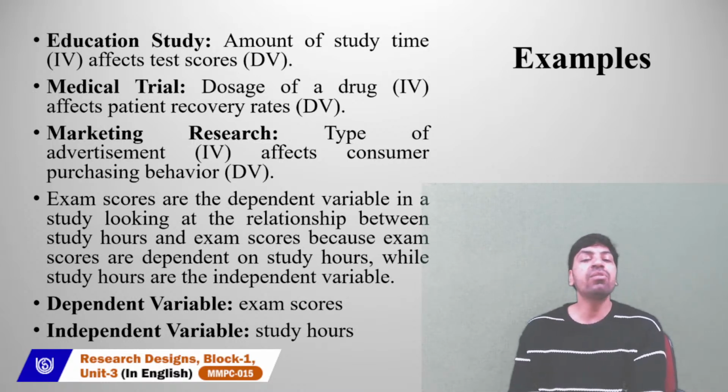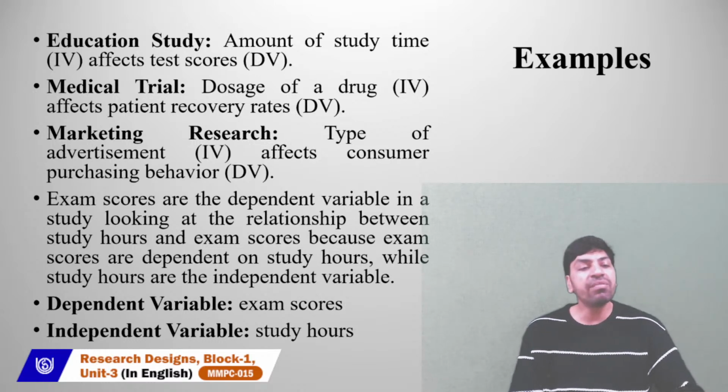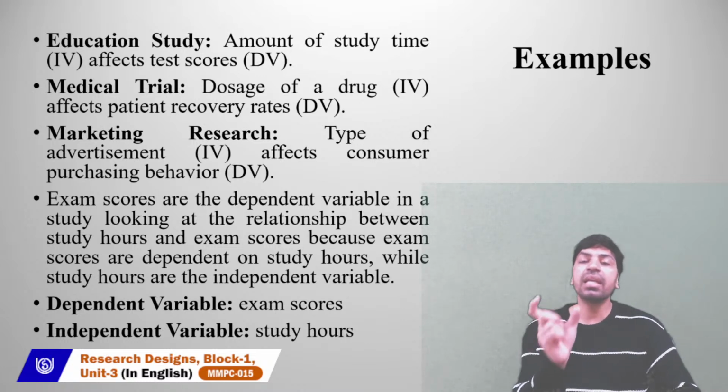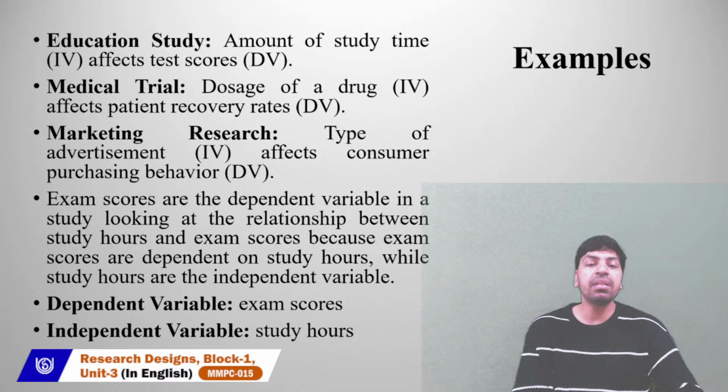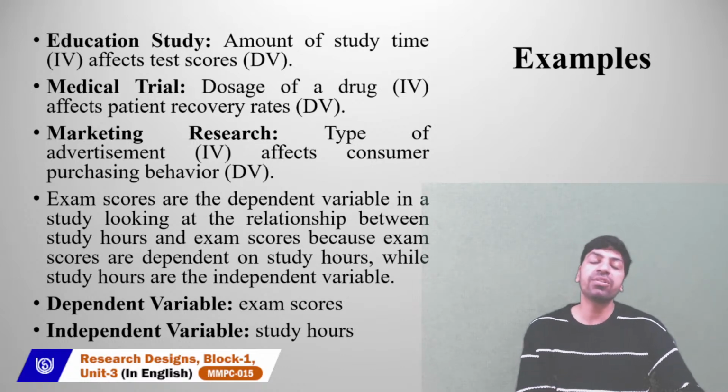Let's talk about another normal mathematics research: the exam scores are the dependent variable in a study looking at the relationship between study hours and exam scores, because the exam scores or test scores are totally dependent on the study hours. That's why the study hours is an independent variable and the exam or test scores are the dependent variable. And this is how you can explain if any area of discipline or any example comes up, following the concepts of dependent and independent variables.